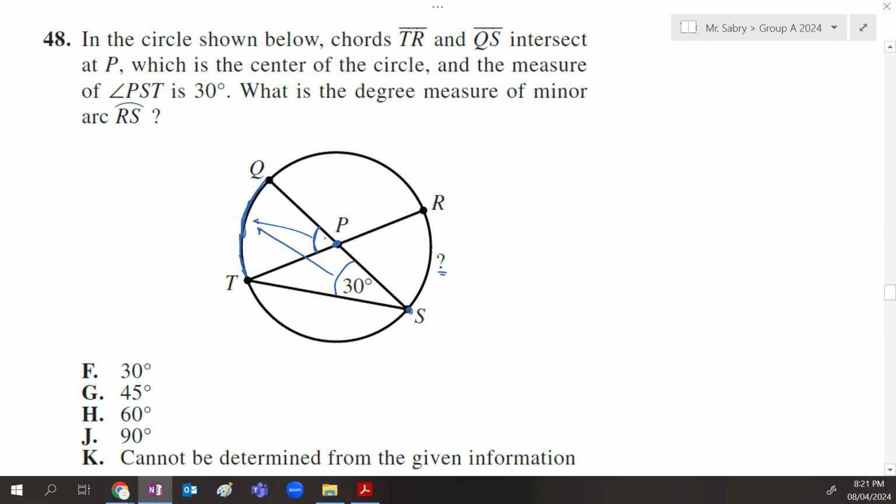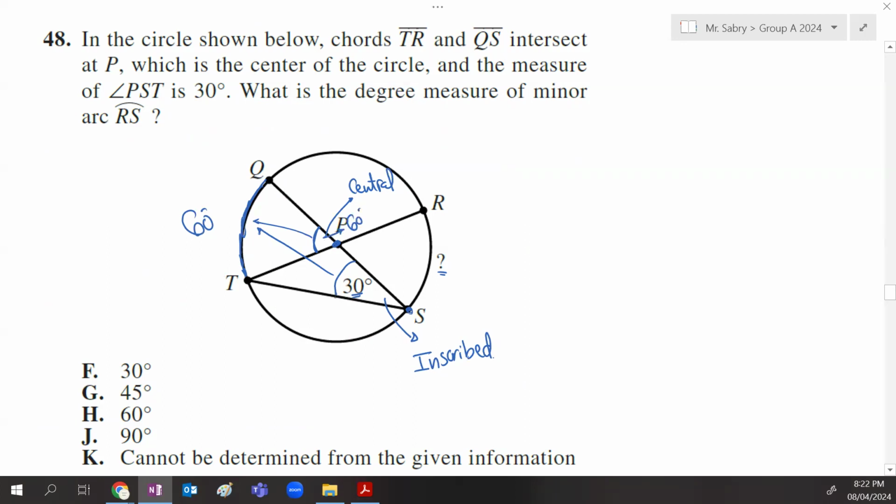This angle inside is called the central angle and it equals the arc. This angle outside, at the edge, is called the inscribed angle and it's half the arc. So if the inscribed angle is 30, the arc is actually 60 degrees. And because the arc is 60 degrees and this is a central angle, then this angle here is 60 degrees as well.